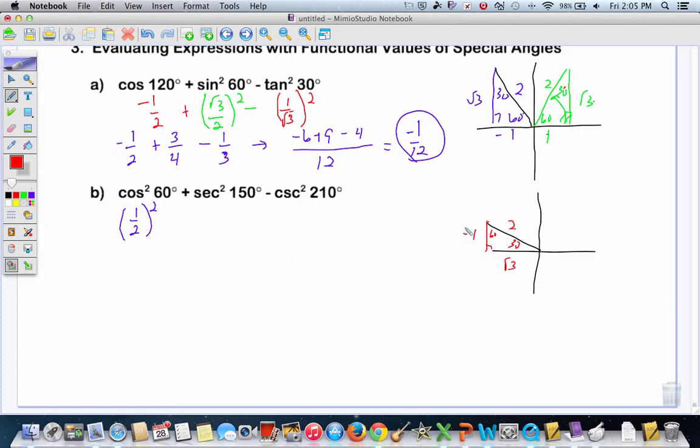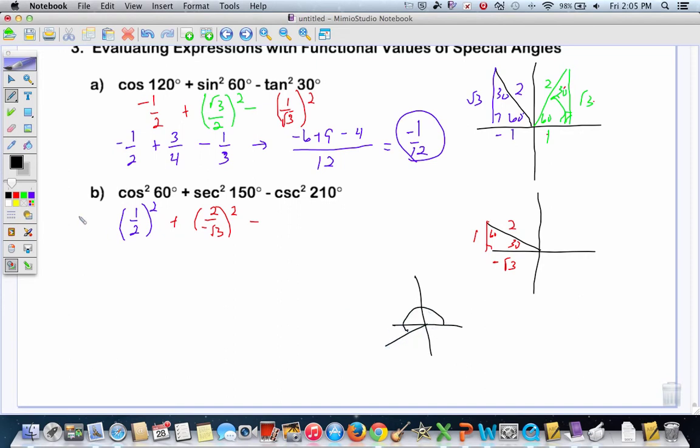Opposite of 30 is 1. Opposite of 60 is square root of 3. Hypotenuse is 2. We're in the second quadrant. Oops, I made a mistake there. Let's get rid of that. It is not a -1 over there. It's a +1. We have a +1 there, but I did put the negative with the x. The x is negative. Secant is r over x, so it's 2 over negative square root of 3. That value is being squared.